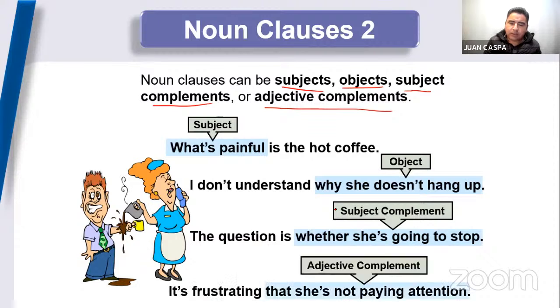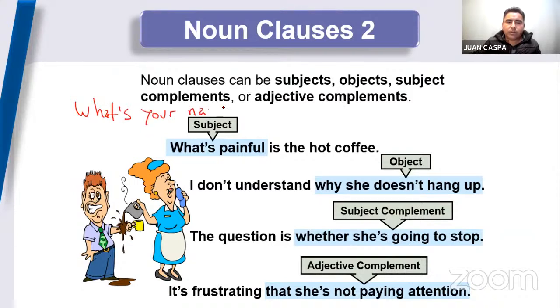And it's frustrating that she's not paying attention. Okay. In this case, adjective complement. So it depends over here. These noun clause positions can be not at the beginning because usually in general, in English, we used to say, what's your name, for example, right? What's your name is just, we say WH questions, right? It's a normal one.